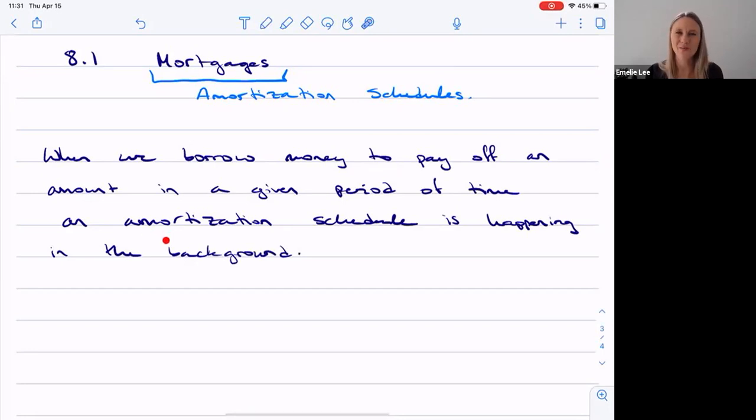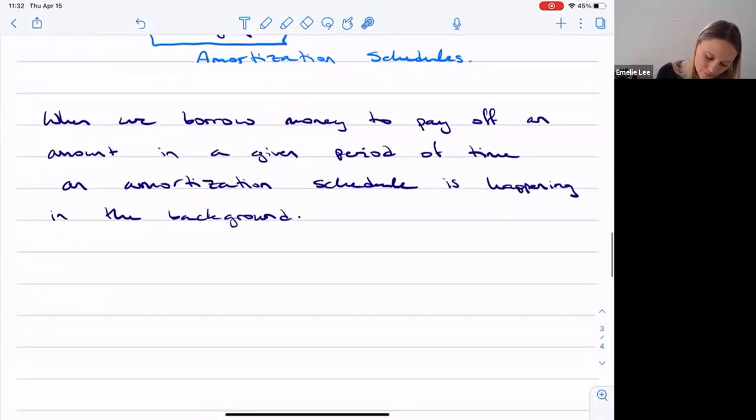I love words and where they come from, because it tells us a lot about what's happening. Mort is death in French, so I can only assume it's the death of the payments, or the death of how much you owe. That's just me spitballing, but to me that's how you kill the loan. It's how the balance that you owe decreases with each payment.